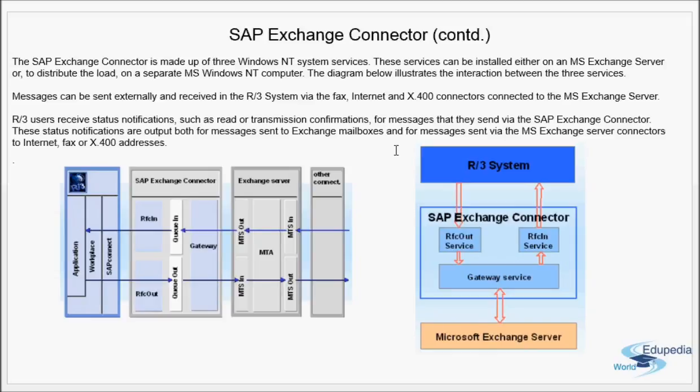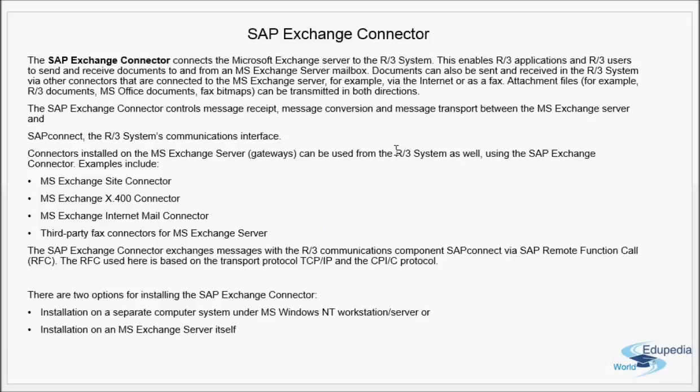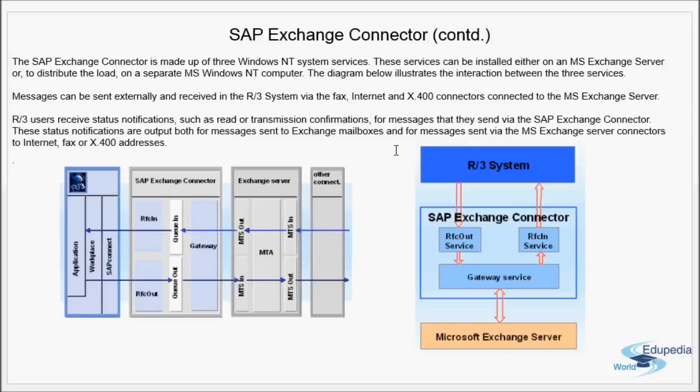So in brief, what we have learned is that this Exchange connector connects the R3, the SAP system, to the Microsoft Exchange server. Using other connectors installed on this Exchange server, you can connect to internet, fax, etc. servers also. Now this SAP Exchange connector can be installed directly on the Exchange server or on a different host running on a Windows NT machine.